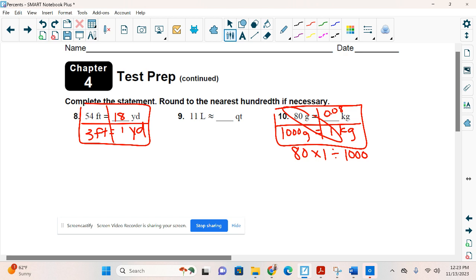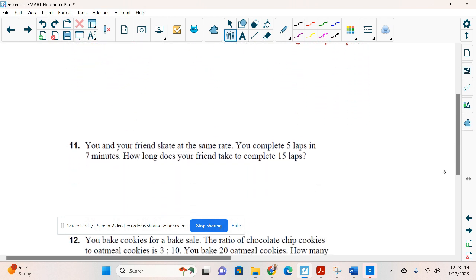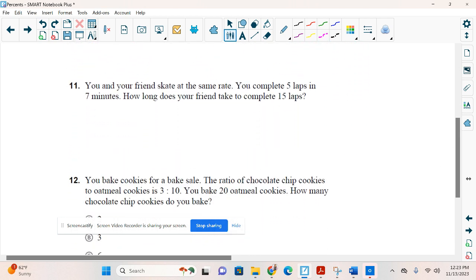All right, we're not worried about number 9. All right, number 11. You and your friends skate at the same rate. Rate means ratio. So if I see the word rate or ratio, what am I going to make? Ratio box.